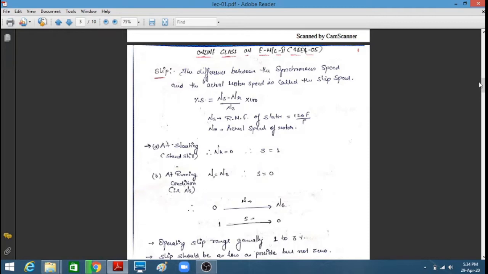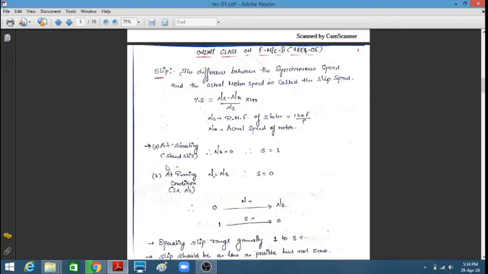You must know what slip is. The slip is the difference between synchronous speed and the actual rotor speed. The formula is (Ns minus Nr) upon Ns into 100, where Ns is the RMF of stator or synchronous speed, and Nr is the actual speed of the rotor.